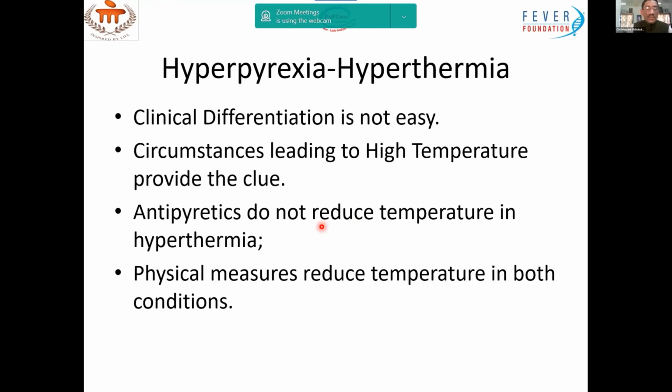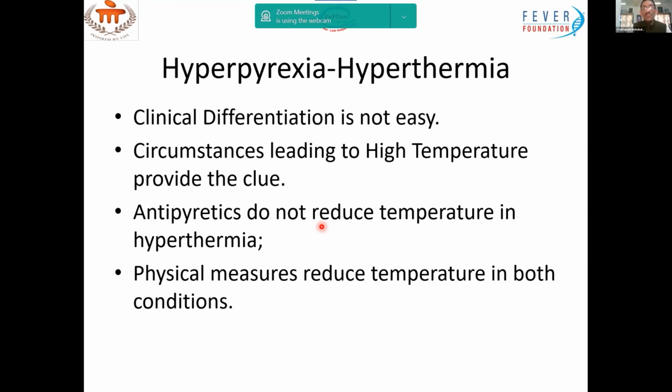Hyperpyrexia is because of pyrogen-induced set point alteration. Hyperthermia is generally because of the external temperature or the temperature generated because of muscle spasm. But although definition-wise they look very interesting, clinical differentiation is not that easy. In a steady state of a high degree of temperature, it is very difficult to differentiate hyperpyrexia and hyperthermia.